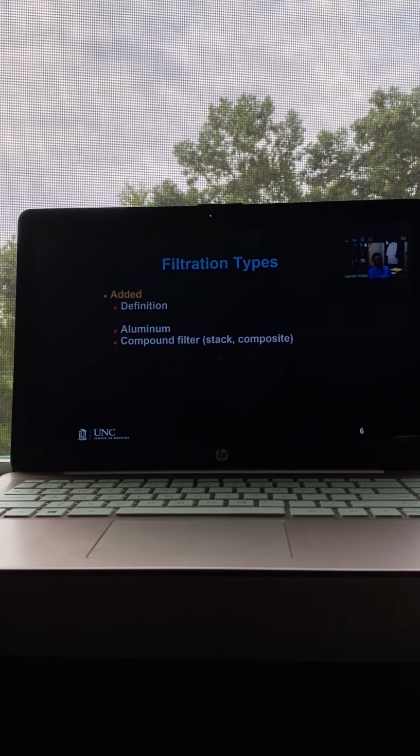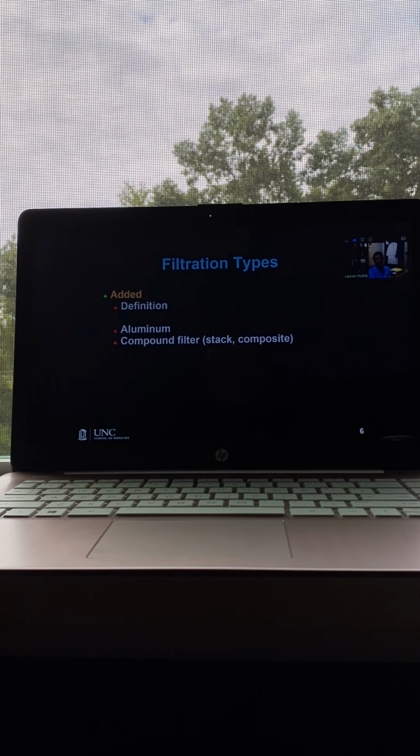Added filtration. What do you think added filtration is? What do you think a definition would be for added filtration? The materials that we add to the filtration. It is something that's added. Yeah, and it's added on purpose. It's added to meet regulatory requirements. Exactly. So it is added to meet regulatory requirements.